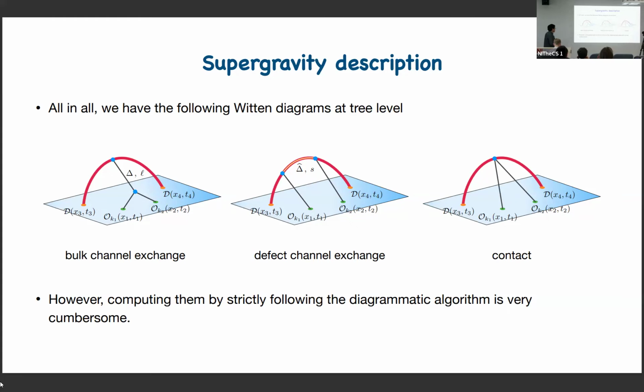Okay, so now suppose we know all the vertices, then we can just get the correlators by writing down all the Witten diagrams and then starting the map. And there are 3 types of Witten diagrams, which I call bulk channel exchange, because there's a field getting exchanged in the bulk channel, right? Then there's also a defect channel exchange where you exchange a field that lives on a defect, and then there are these contact Witten diagrams.